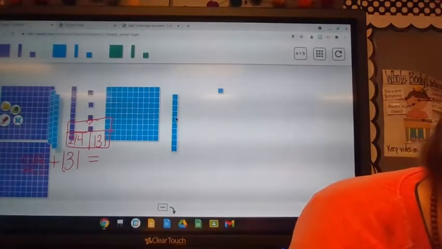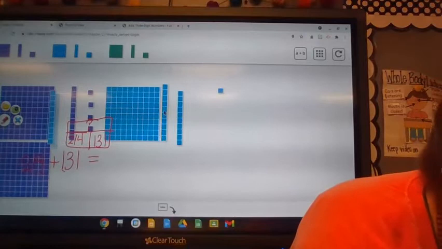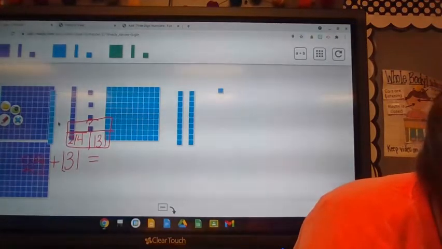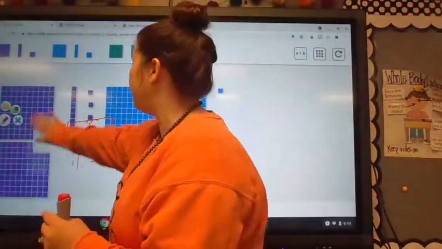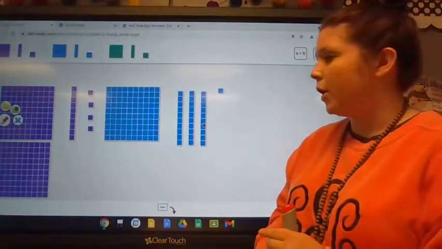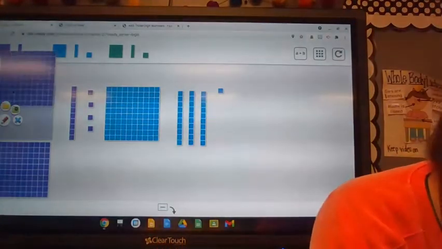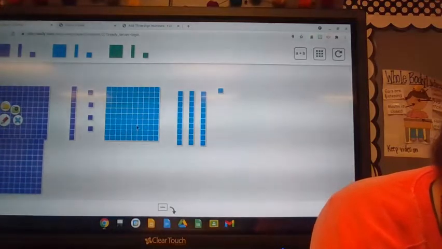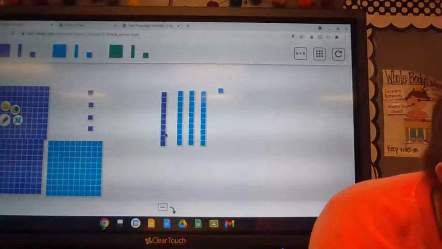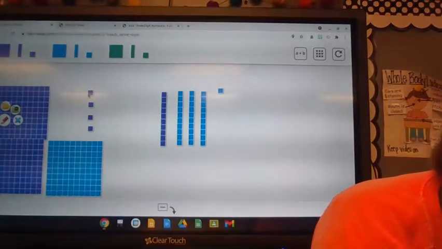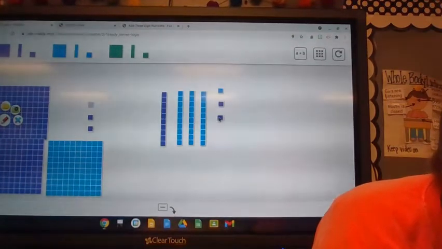All right, so now I've made the number 241 and I've made the number 131. Now I'm going to combine these together. I'm going to add them together to find my total, okay? So I'm going to add my hundreds together, okay? Here I have 1, 2, 3 hundreds. Then I'm going to add my tens together. I have 4 tens. And then I'm going to add my ones together. I'm going to add these 4 over here with this one, just so that we can easily see how many ones that we have, okay?